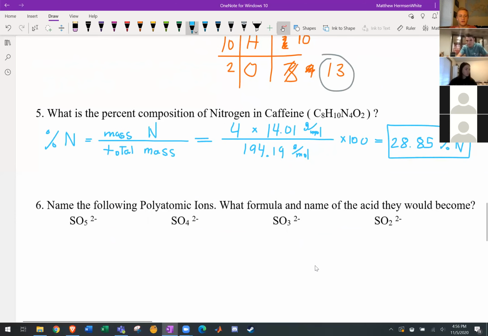All right, so let's talk about number 6. This is going back almost all the way to the beginning of the semester and naming the polyatomic ions. Now, remember what we're doing with this is we're determining which of these is the quote unquote standard one, also known as the one with the ate ending, ATE. Now, who can tell me which one of these is the standard one and how they knew that?